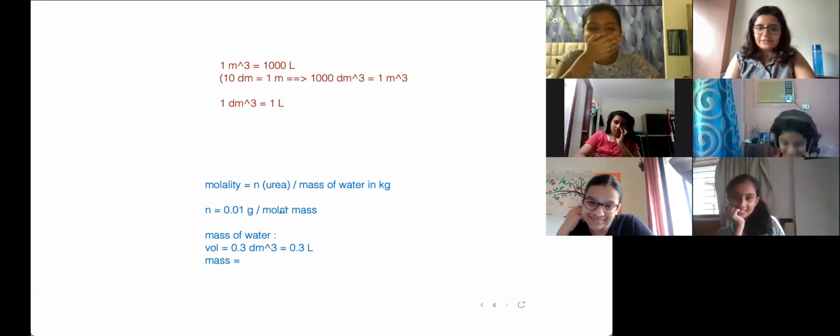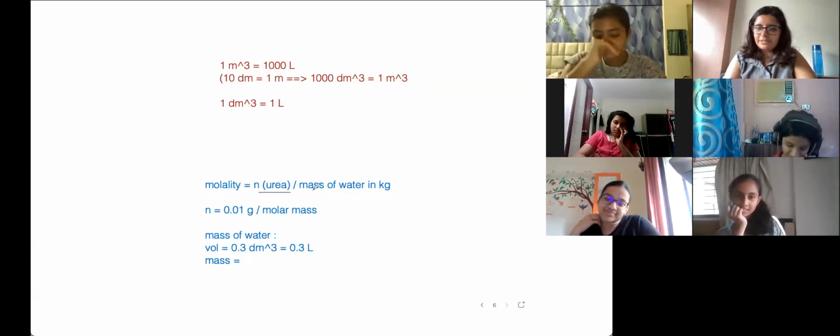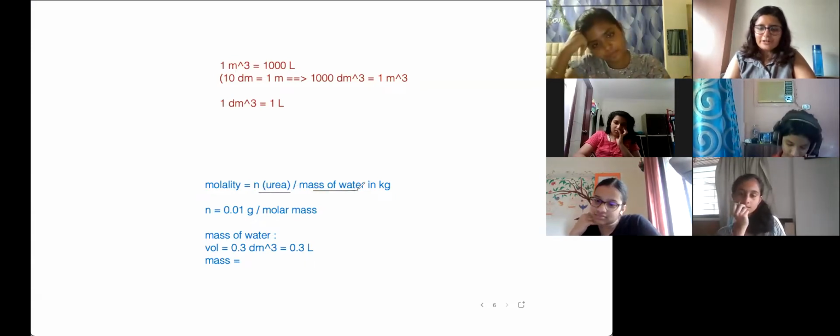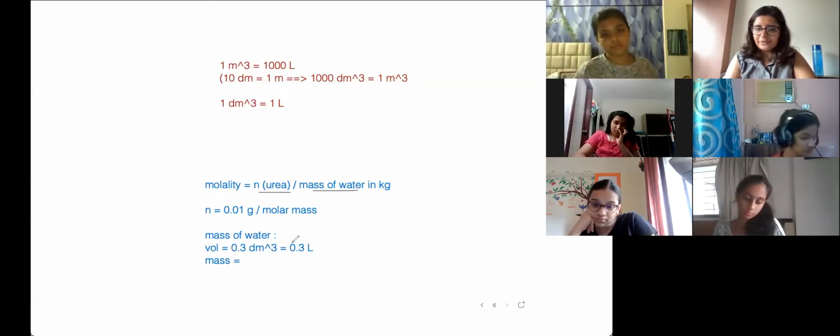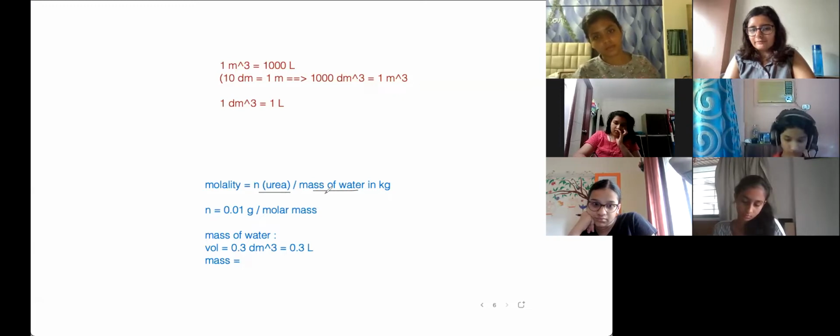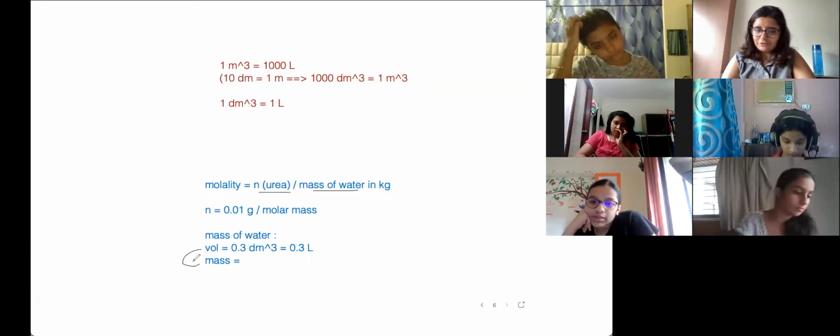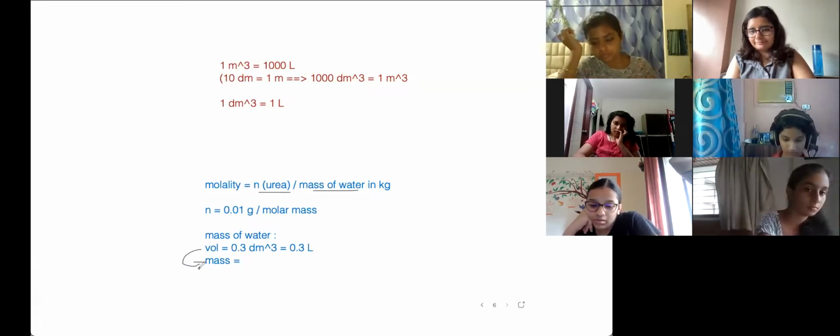Molality के लिए क्या चाहिए हमें? Number of moles चाहिए, mass of water चाहिए. But question में we are not given mass. We're given volume. So we're trying to figure out a way to convert the given volume into mass. What relates volume to mass? Density.